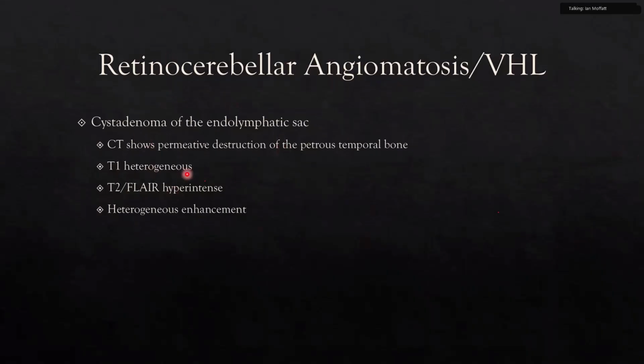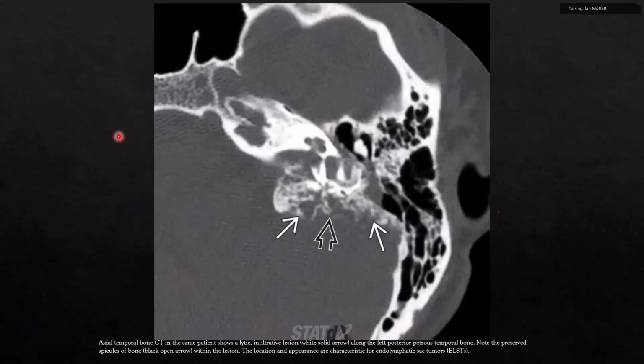Another thing to always have a look at when you're looking at VHL patients on brain MRI or CT is cystadenoma of the endolymphatic sac or endolymphatic sac tumors. On CT, these typically show as permeative destructive lesions of the petrous temporal bone. On T1, they're heterogeneous. T2 and FLAIR, hyperintense, and demonstrate heterogeneous enhancement.